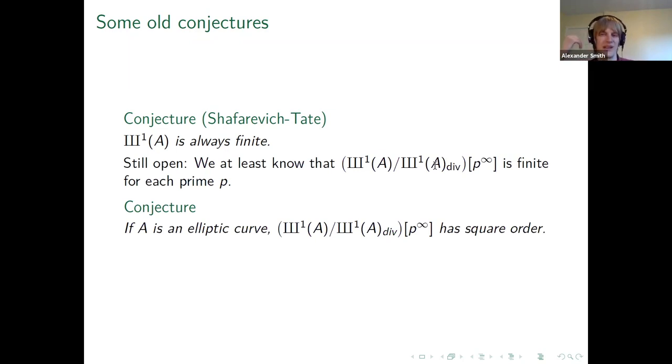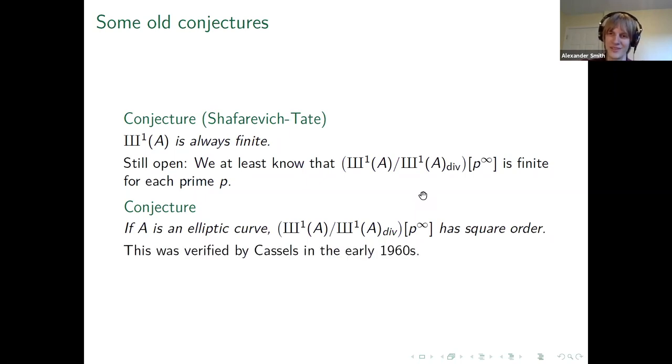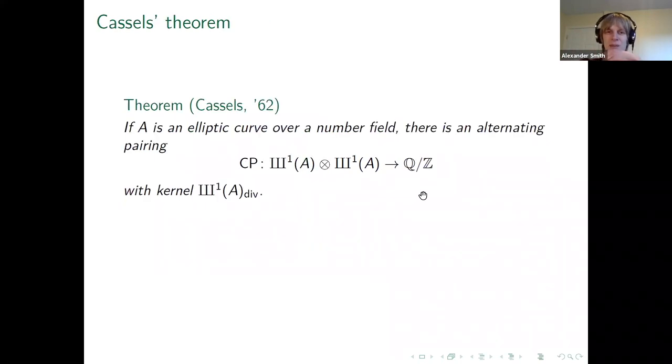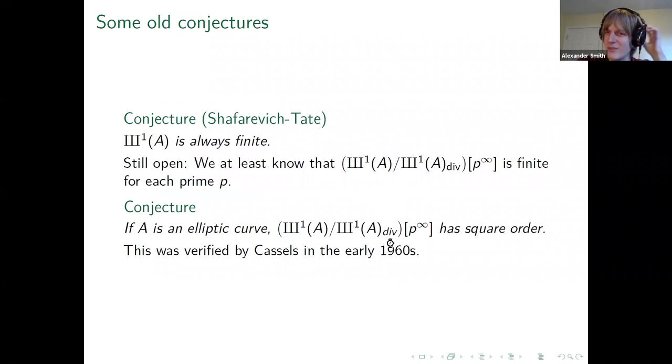Another conjecture that people noticed, I think, in the 40s and 50s, is that for elliptic curves, Sha appeared to always have square order. And so in the context of a world where we don't know that Sha is always finite, this means that the p-primary part of Sha modulo its divisible piece should always have square order. This is no longer a conjecture. This was proved back in 1962 by Cassels. And Cassels' proof is the starting point for what I'm talking about today, because the way he did it is he constructed a pairing between Sha of A and itself, which was alternating and whose kernel was equal to the divisible portion of Sha of A. And so these two things together give this result that the p-primary parts have square order.